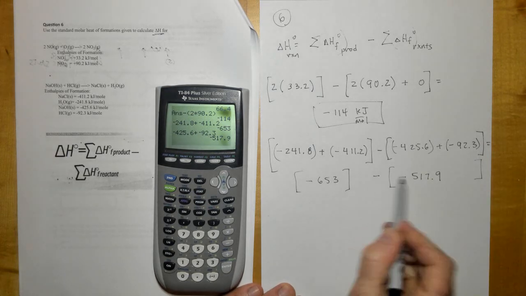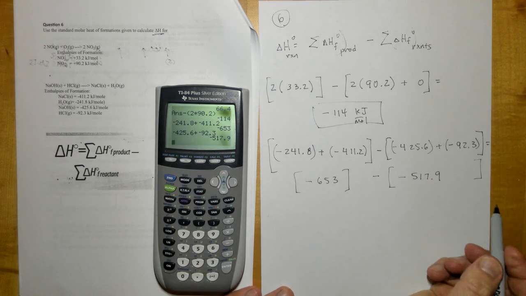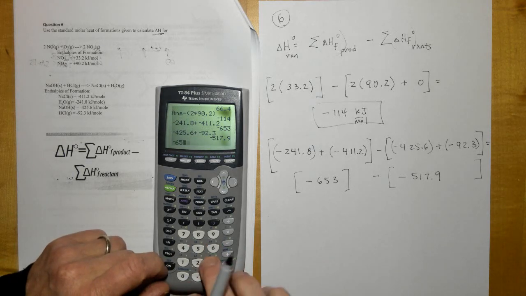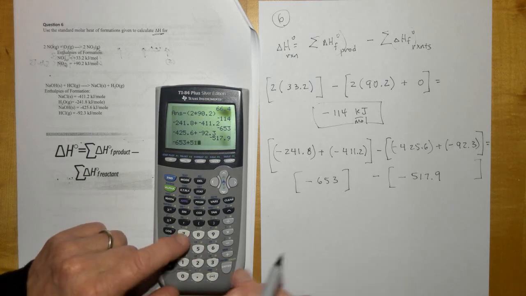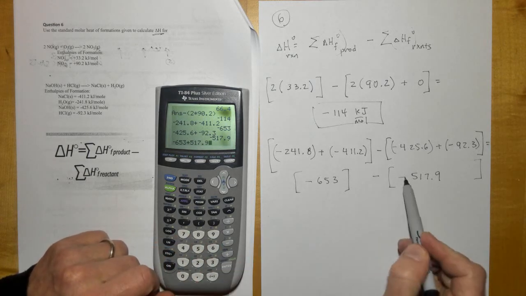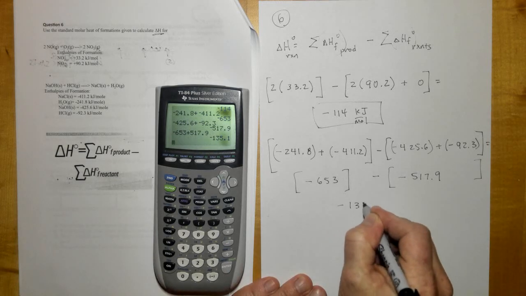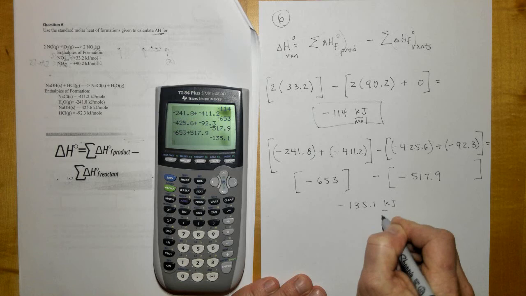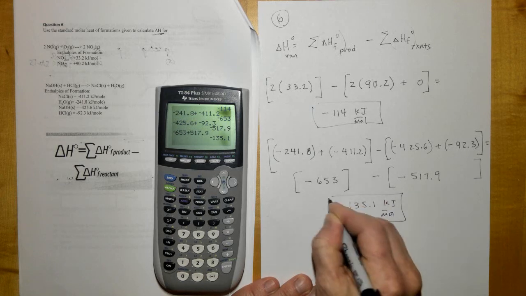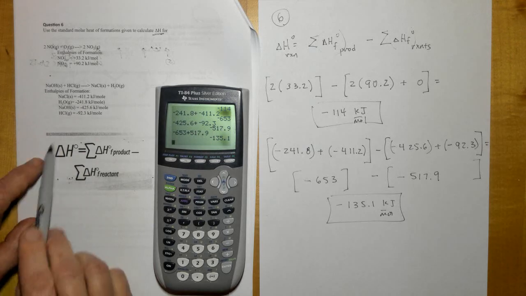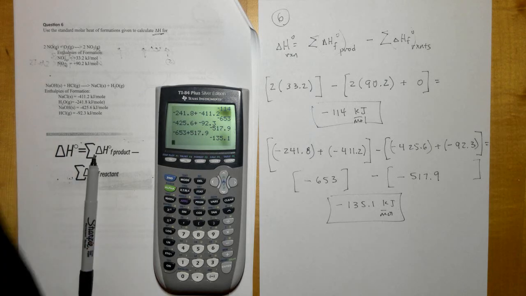517.9. Now, this negative minus a negative is going to be a positive. So what I will do is negative 653 plus 517.9, because those two, of course, make a positive sign. And I end up with negative 135.1 kilojoules per mole. There is my enthalpy of reaction for this reaction using the formations in this equation right here. That's number 6.